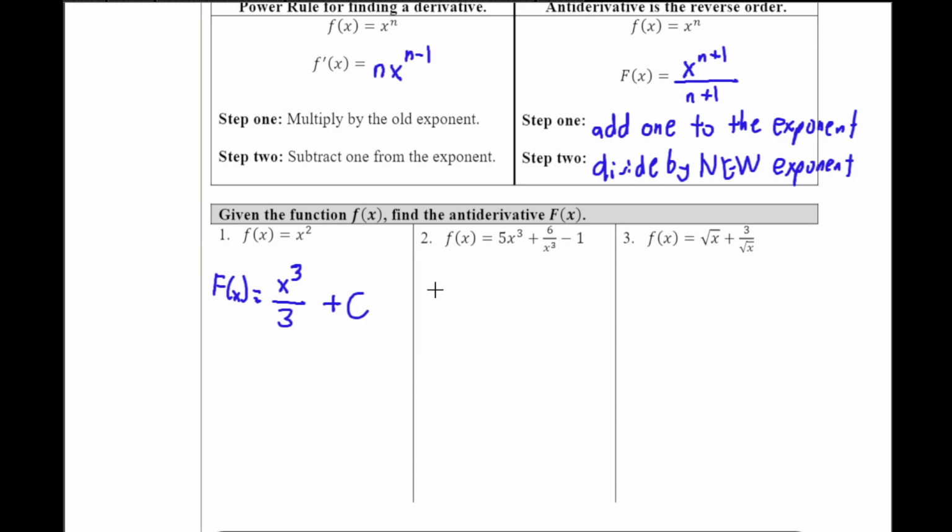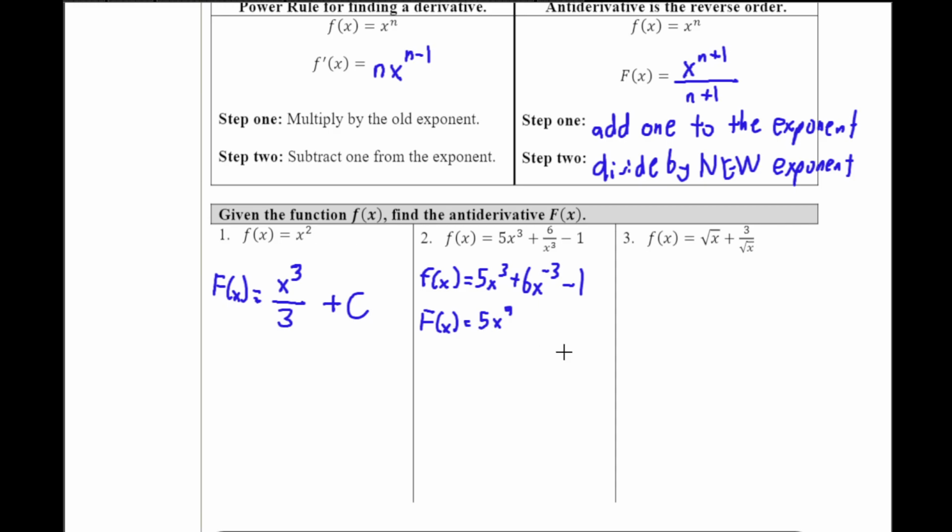For problem 2, the first thing you want to do, you see we have a 6 over x cubed. Let's rewrite this. We are rewriting, we are not doing any antiderivatives yet. Rewrite as 5x cubed plus 6x to the negative 3 minus 1. Now that it's in the form that we want, we can find the antiderivative. Leave the 5 in front. You add 1 to the exponent 3 here, so it's x to the 4th.